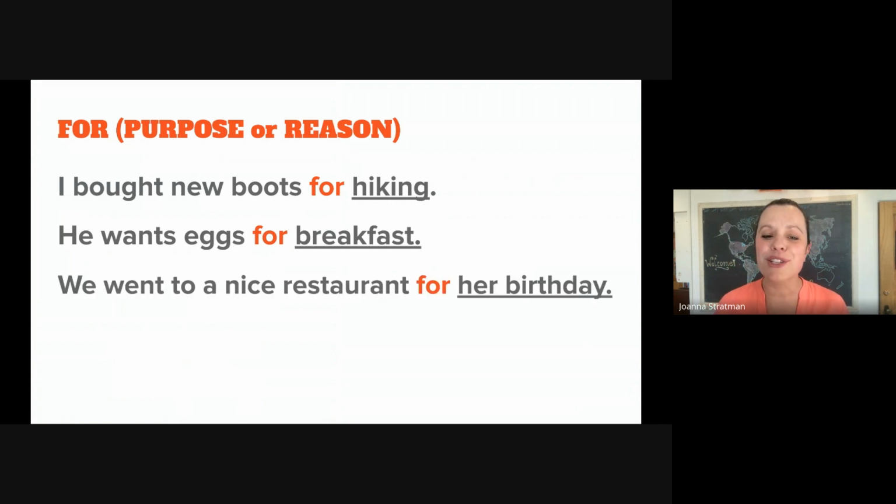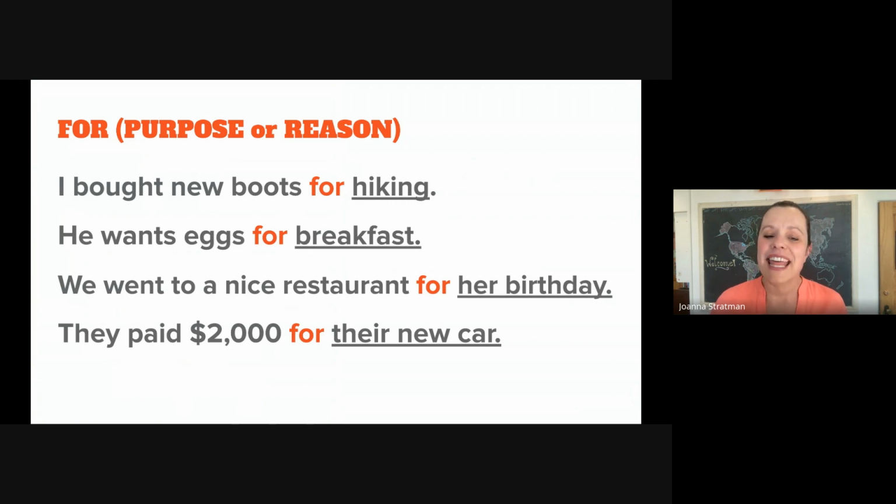Next, we went to a nice restaurant for her birthday. Here we are describing the reason we went to the nice restaurant. The reason we went to the nice restaurant, her birthday. So we went to a nice restaurant for her birthday. Finally, they paid $2,000 for their new car. So the reason they paid $2,000, their new car. They paid $2,000 for their new car.